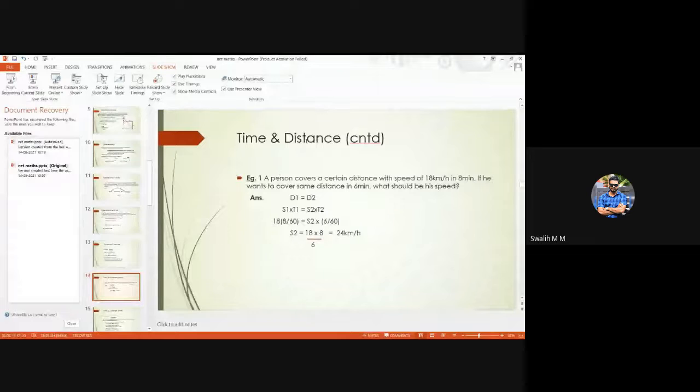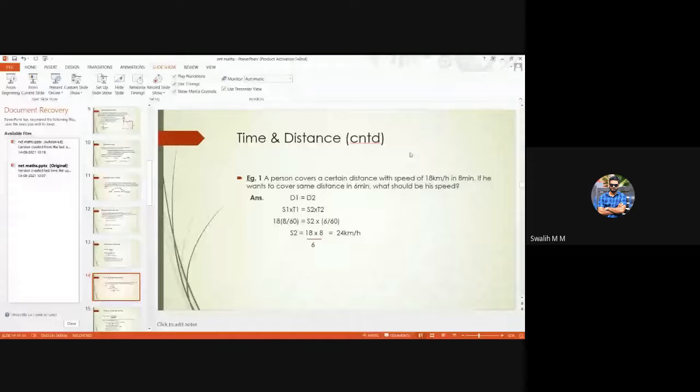Now, I'll give you an example. A person covers a certain distance with a speed of 18 km per hour in 8 minutes. If he wants to cover the same distance in 6 minutes, what should be his speed? See, here it is given kilometer per hour and minute. Here, minute you should convert into hour. And certain distance means the distance is same. So D1 equal to D2. The person covers the same distance.